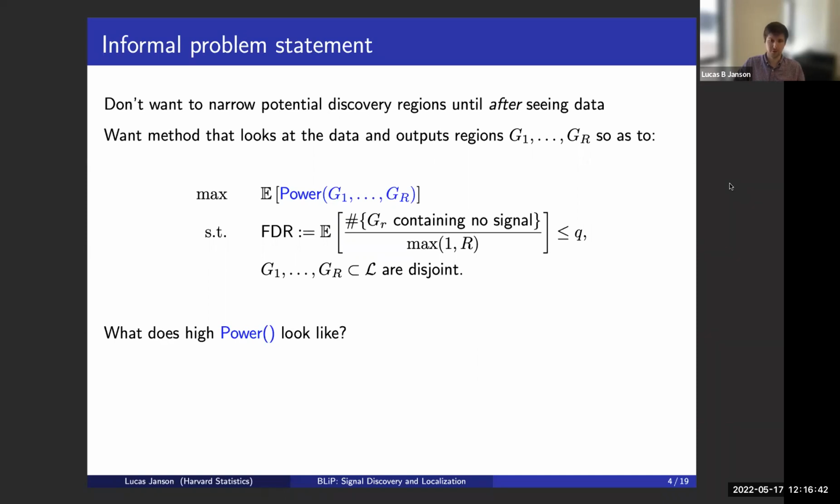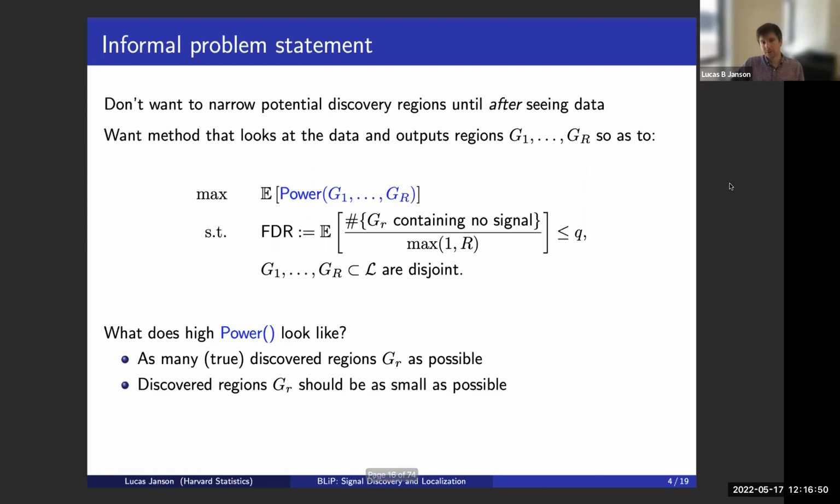So what should our power function look like? Well, we think that we should make as many true discoveries as possible. So we want to find as many signals as possible. And then we also want each of the discovered regions to be as small as possible, because that's going to narrow down the location of the signal as much as possible. The problem, of course, is that these two objectives are not perfectly aligned, which means we need to somehow incorporate both of them into a single scalar measure in order for this problem statement to even be well defined.